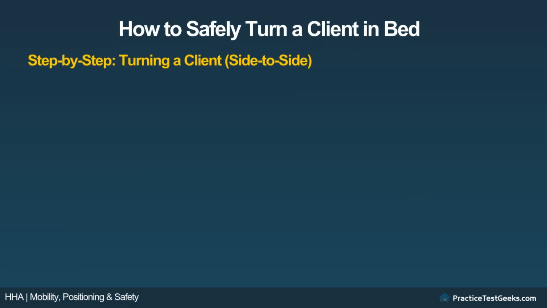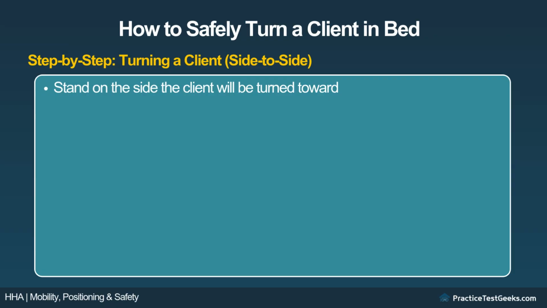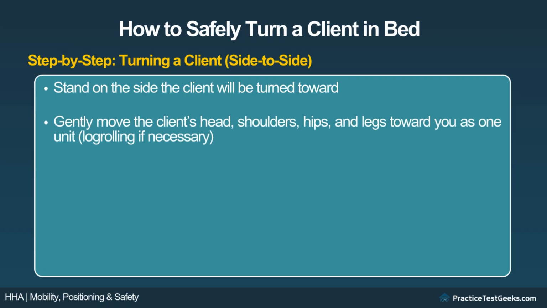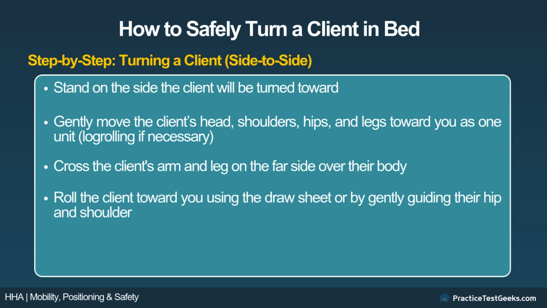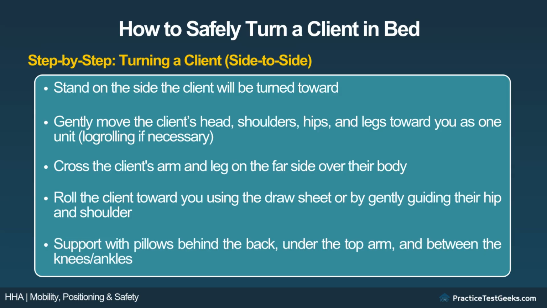Step by step. Turning a client side to side. Stand on the side the client will be turned toward. Gently move the client's head, shoulders, hips, and legs toward you as one unit, log rolling if necessary. Cross the client's arm and leg on the far side over their body. Roll the client toward you using the draw sheet or by gently guiding their hip and shoulder. Support with pillows behind the back, under the top arm, and between the knees and ankles. Tip. Never pull on the client's arms or legs. Use proper body mechanics and always bend your knees.